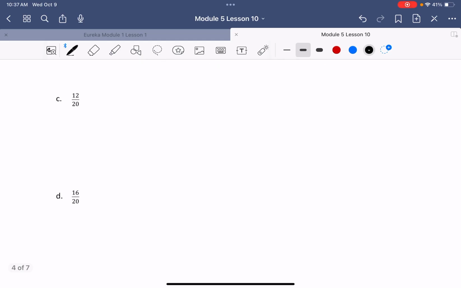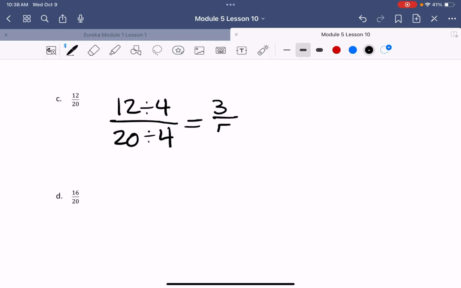Look at C. We have 12/20. What could we divide 12 and 20 by? That's the same number. We could do 2, but 2 is not the biggest. So let's think bigger. What could both of those numbers go into? So we could try 4 again. 12 divided by 4 is 3. 20 divided by 4 is 5. So we found that 12/20 is also equal to 3/5.